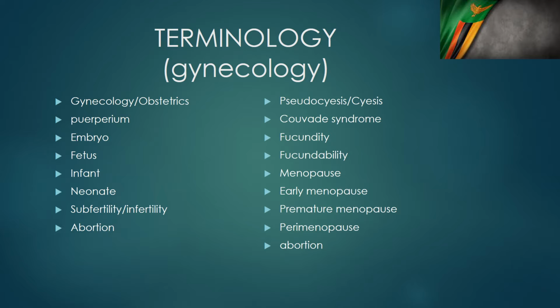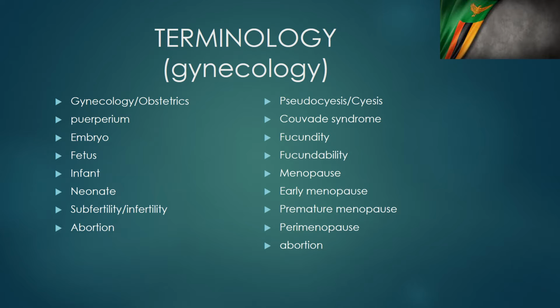A pregnancy that has not gone beyond 8 weeks is called an embryo. Once it goes beyond 8 weeks, it's termed a fetus. So the fetus remains a fetus up to the point before delivery. Once it gets delivered, that becomes now a neonate. A neonate is a newborn baby that is less than 28 days.